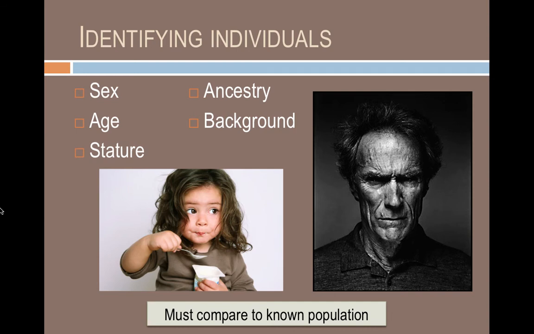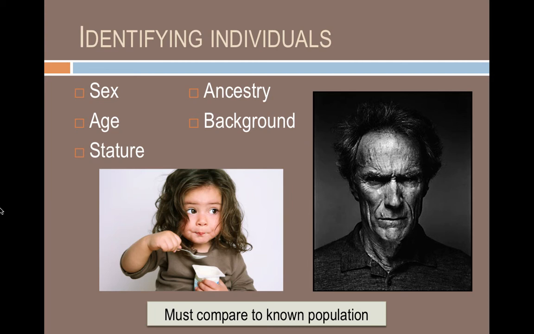Now, there are a number of characteristics that forensic anthropologists can identify based on a set of skeletal remains. These are things like sex, so male or female, a person's age, their relative stature, or the build of their body. We can also estimate a person's ancestry, and we can determine something about their background. It should be fairly obvious that if we look at these two individuals, a little girl and an older gentleman, their bones are going to be different from one another. So this is the basic premise of forensic anthropology, that people's bones look different, and we can use those differences to figure out who someone is.